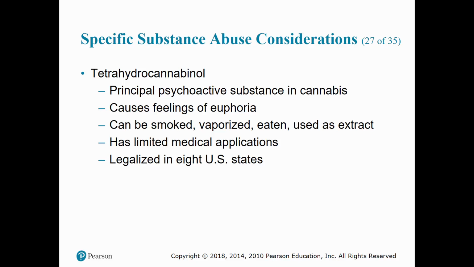Cannabis can be smoked or vaporized, eaten in a food, or used as an extract. It is used as a recreational drug for the mental and physical effects, to get high or stoned. It does have some limited medical applications, such as for those that have cancer. It's been known to help those that are going through chemo. It is legal in 8 U.S. states. It is not currently legal in the state of Alabama.